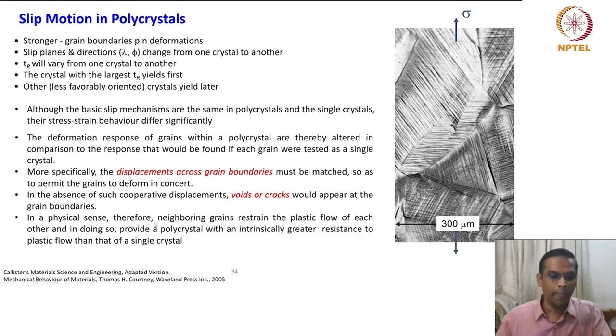In a physical sense, therefore, neighboring grains restrain the plastic flow of each other, and in doing so, provide a polycrystal with an intrinsically greater resistance to plastic flow than that of a single crystal. A very, very important point. So in a polycrystal, you have intrinsically greater resistance to plastic flow provided by the neighboring grains. Okay, so that's the point we have to remember.